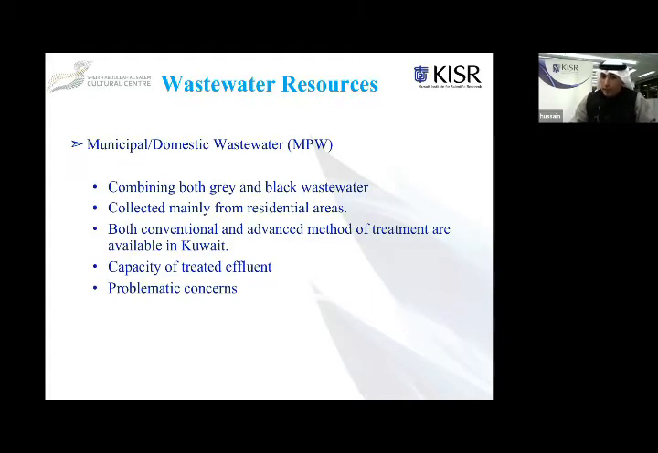Both conventional and advanced methods of treatment are available in Kuwait throughout our wastewater treatment plants. The capacity of treated effluent we'll discuss later on, and the problematic concern toward those wastewater treatment plants.